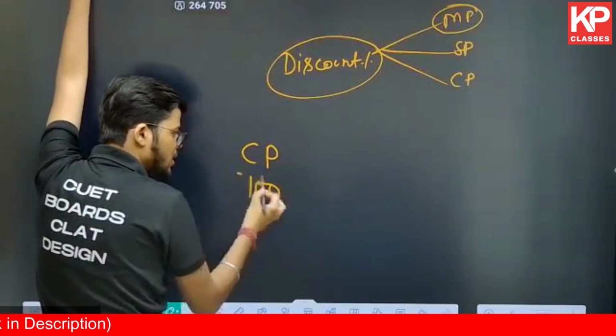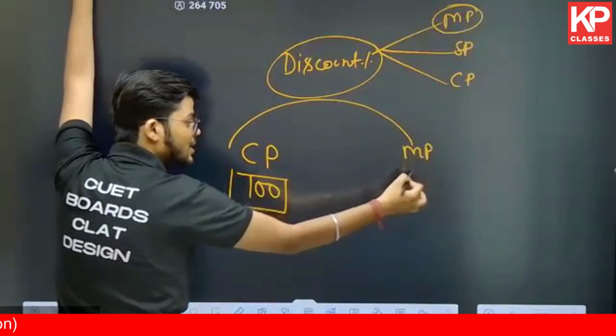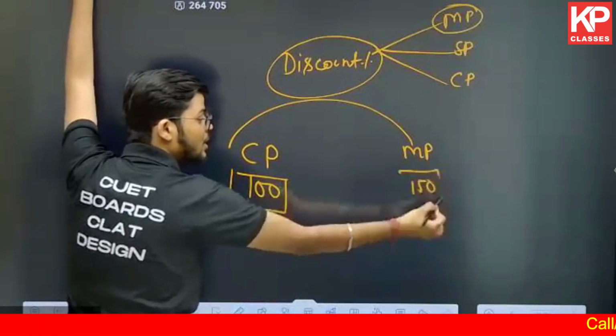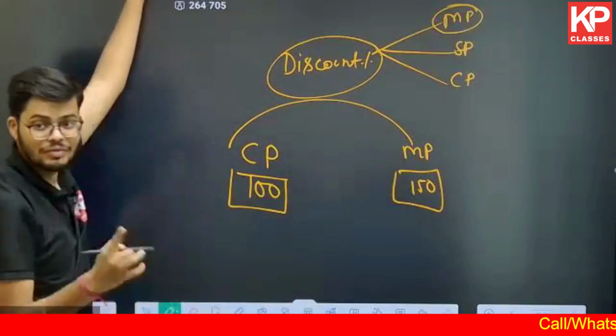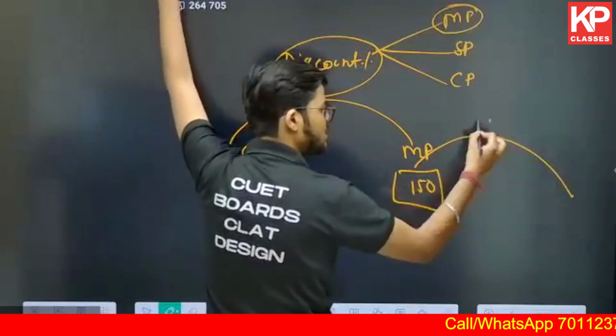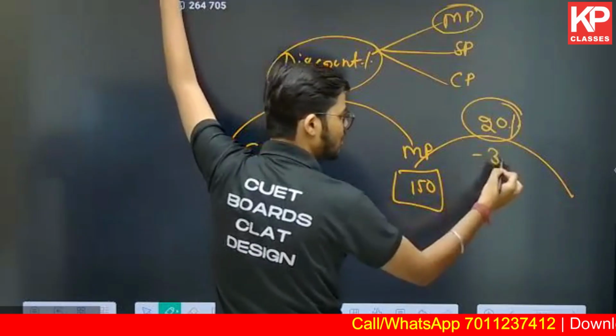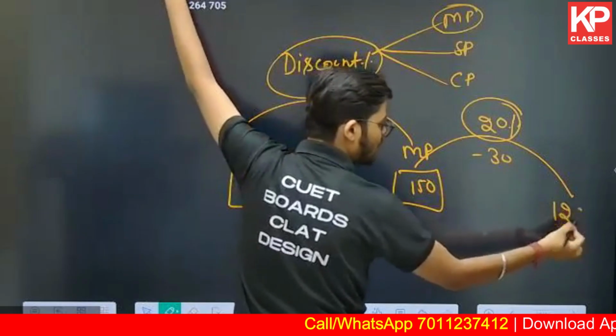This is cost price. Now I mark this product at 150. I'm marking this product, the MRP, I have marked it 150. Now I am giving a discount of 20% on it. So if I'm giving a discount of 20%, that will amount to 30 rupees. The final is going to be 120.